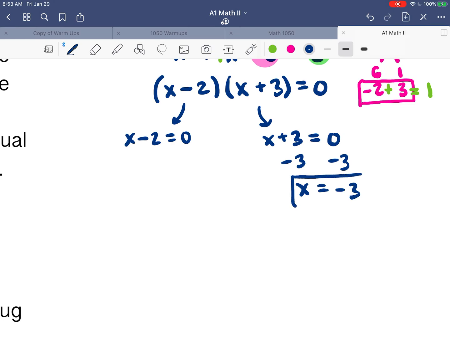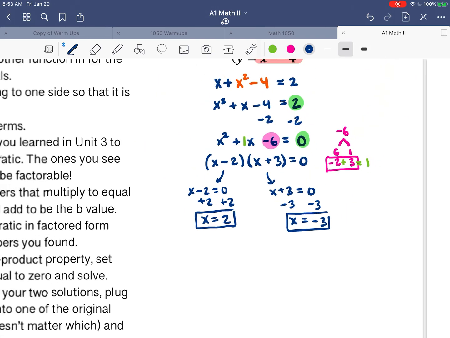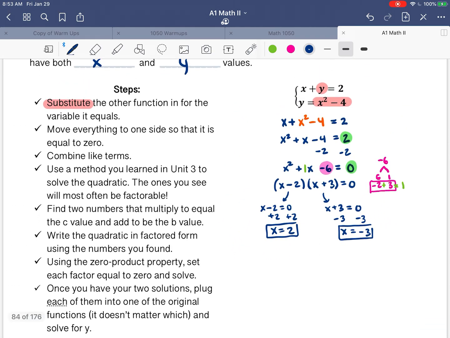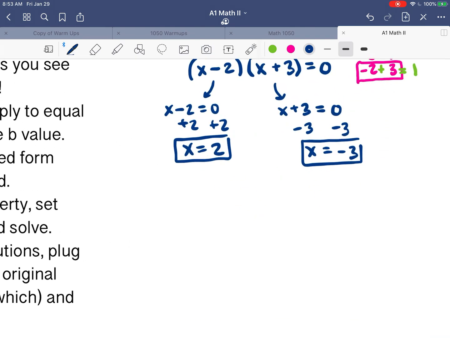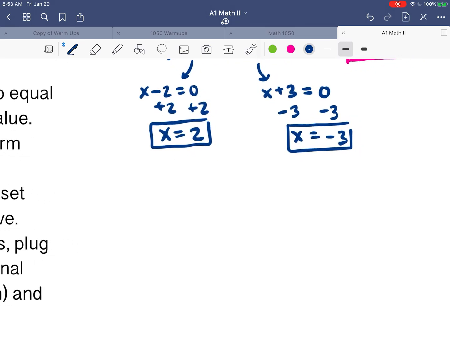We get x equals -3 and x equals +2. So that was a lot of math, but what we got to here is 2 x values, which is great. Those 2 x values are where these two lines cross. And the only thing that we're missing here is y values for each of those x values.